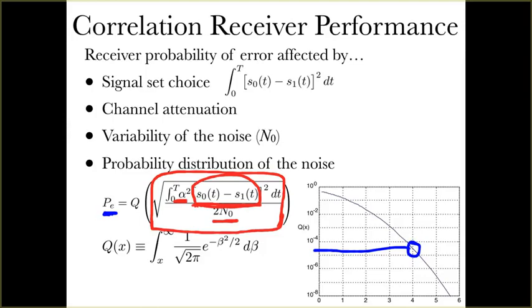So, like I keep saying, nothing good happens in a channel. It attenuates, it's noisy, that's going to hurt. It's going to make the probability of error bigger. The only thing you can do is try to compensate for it by signal set choice, that's a design choice, and how much transmitter power you have.